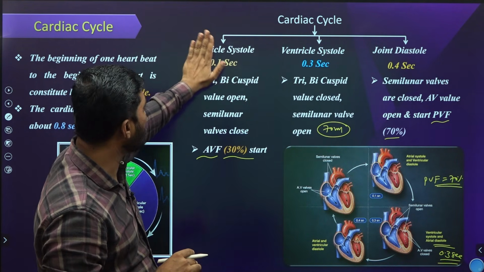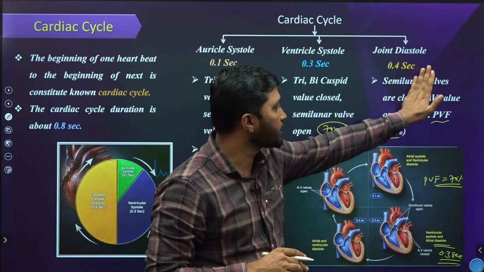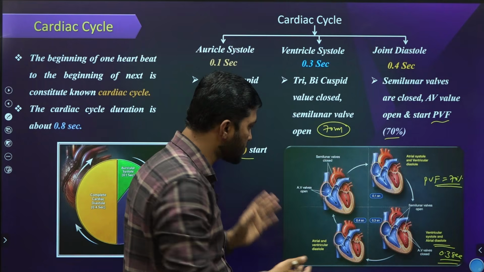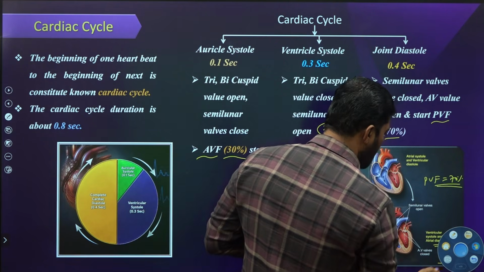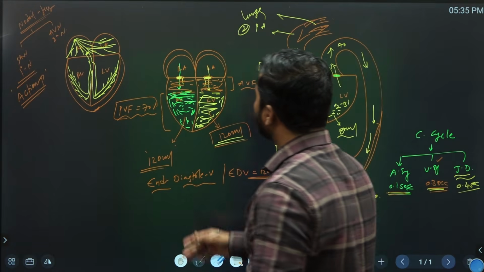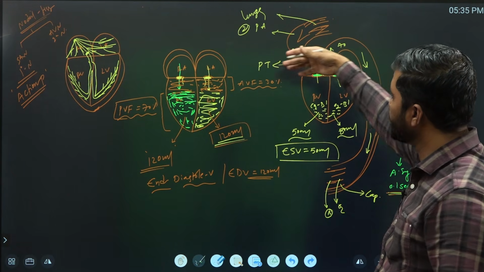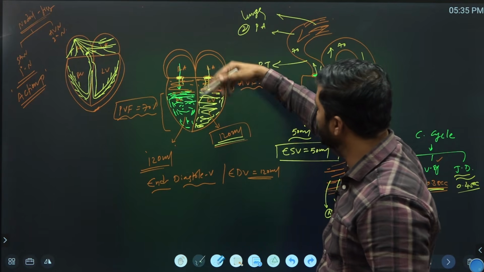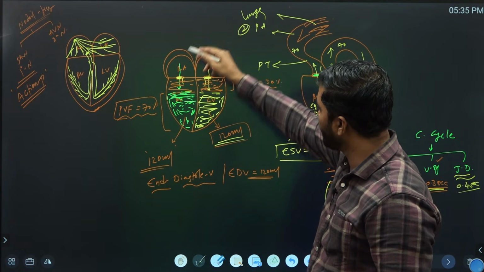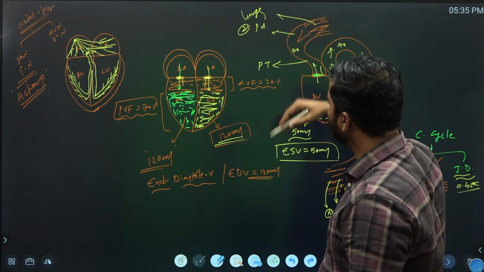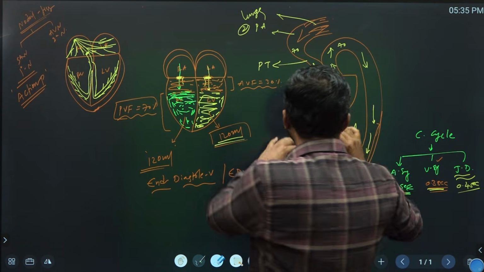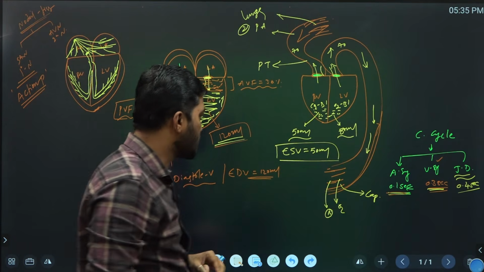The beginning of one heartbeat to the beginning of the next constitutes the cardiac cycle, right? And this is about the cardiac cycle with different structures and mechanisms. The nodal tissue structure, the passive ventricular filling, auricle systole, then the ventricle systole and the relaxation, where the ventricle blood moves in different directions.